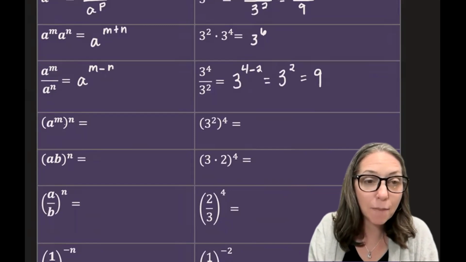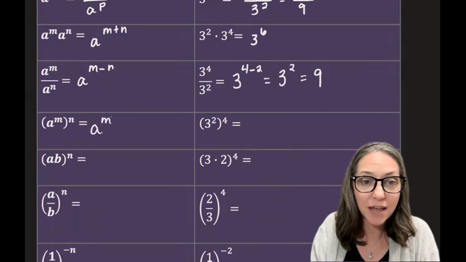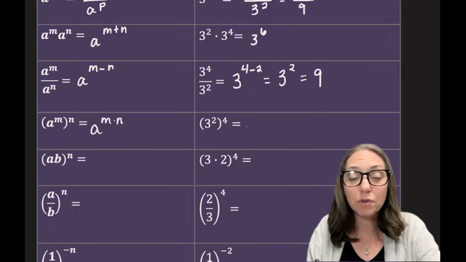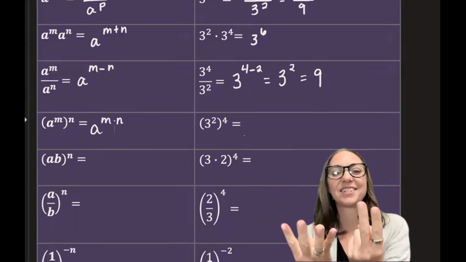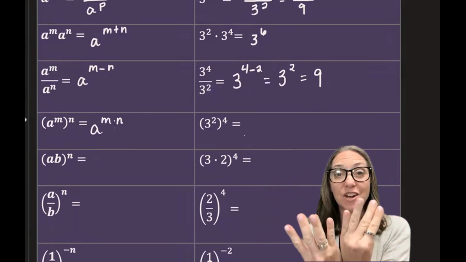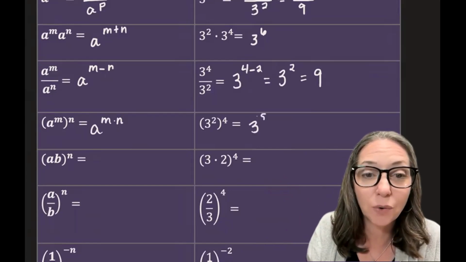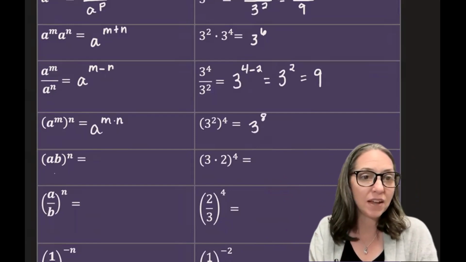All right, a to the m all to the power of n, we would multiply. That's the same as a to the m times n. For example, 3 squared all to the 4th power. That's like 3 squared times 3 squared times 3 squared times 3 squared. You've got a total of 8 3s, right? So that is equivalent to 3 to the 2 times 4, or 8. I'm not interested in what that number is, just how to do it, okay?